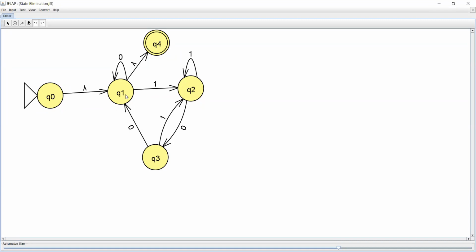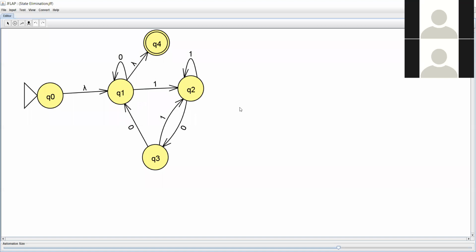And one more thing we are doing: as we said, for the initial state there should be only outgoing transitions, no incoming transitions. But the problem here is that from Q3 we are getting one incoming transition. Hence we are going to introduce a new initial state called Q0, and from this new initial state to the old initial state we are going to specify the epsilon transition.